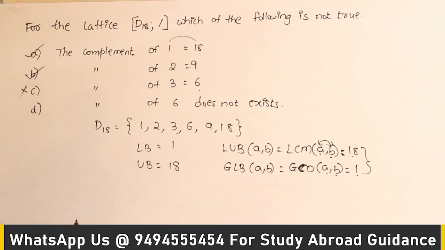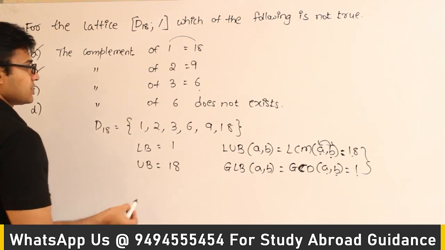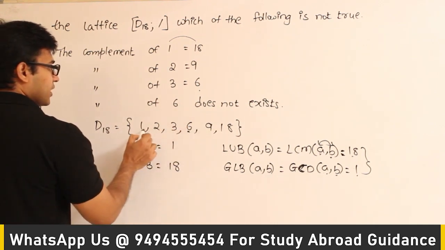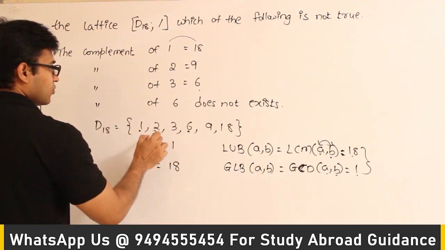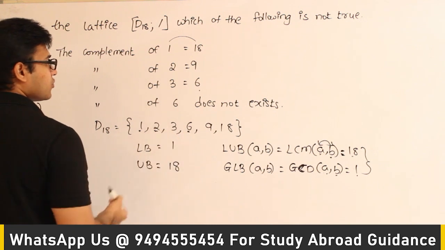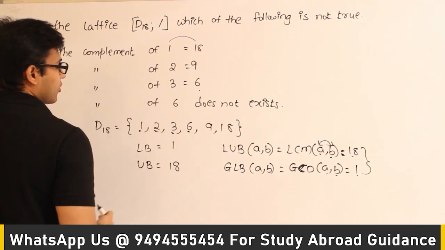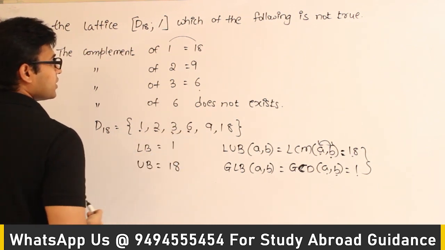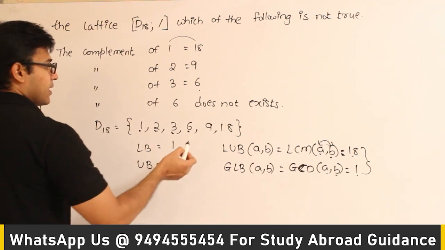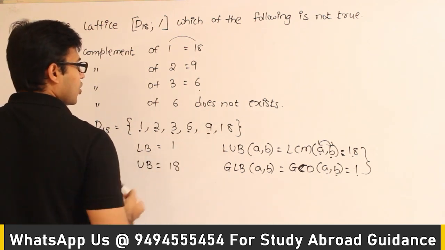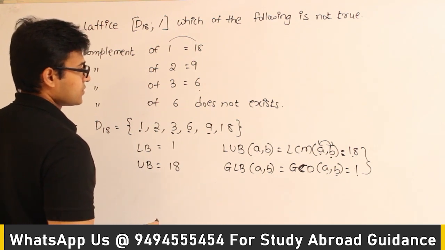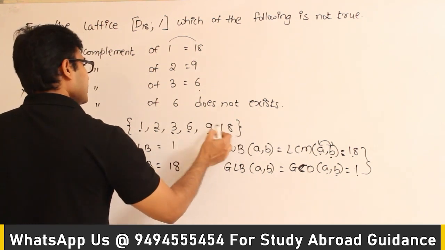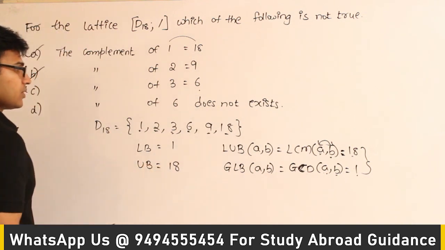And now the last option is complement of 6 does not exist. Now you can take each one and you can test it. 1 cannot be complement because LCM of 1 and 6 is 6. 2 cannot be complement because LCM of 2 and 6 is 6. And 3 cannot be complement because LCM of 3 and 6 is again 6. And again 9 cannot be complement because LCM of 6 and 9 is not 18. And again 18 cannot be complement. So that is how you can test it.